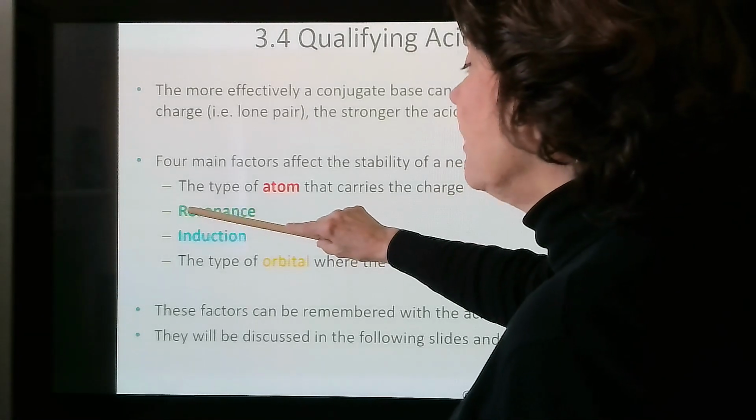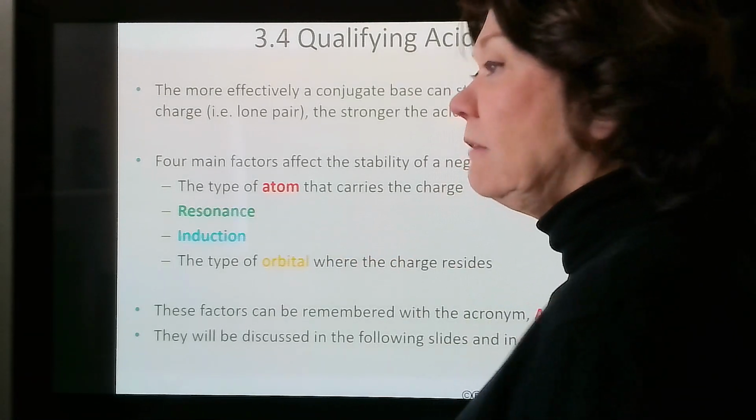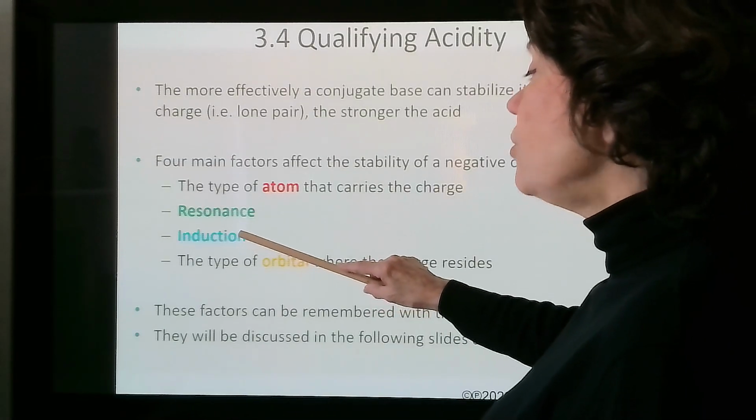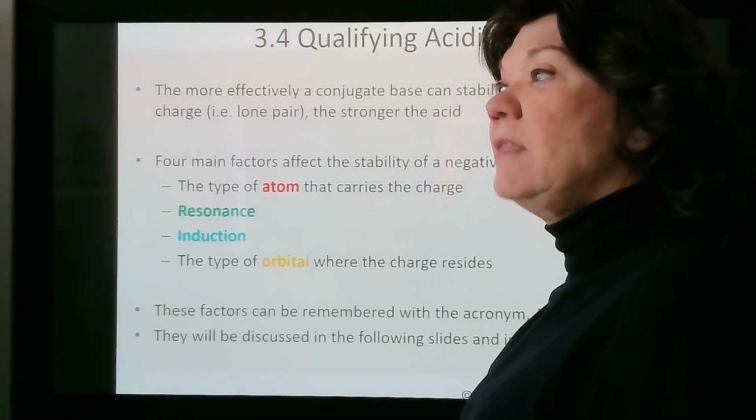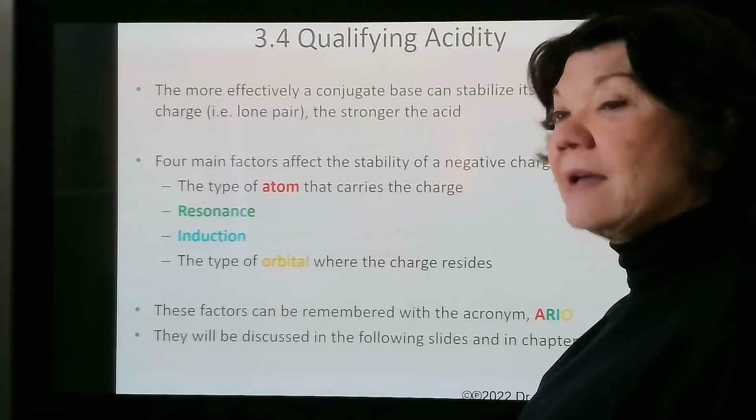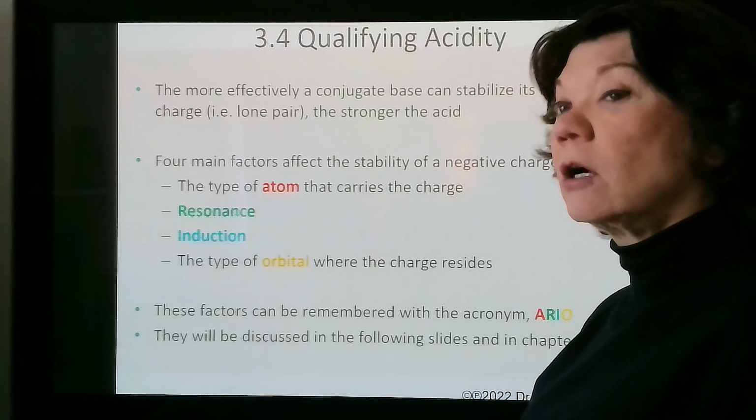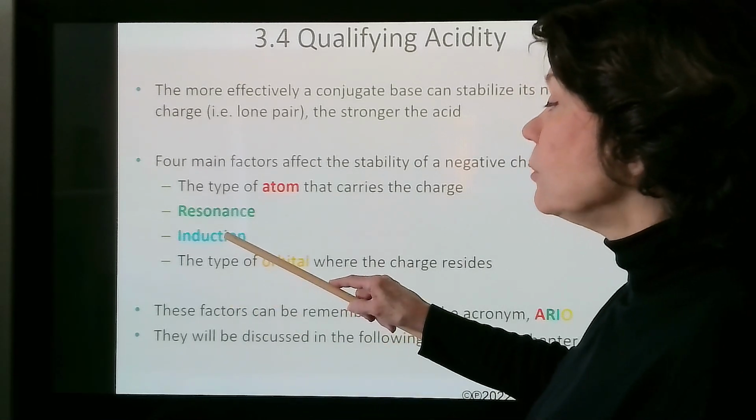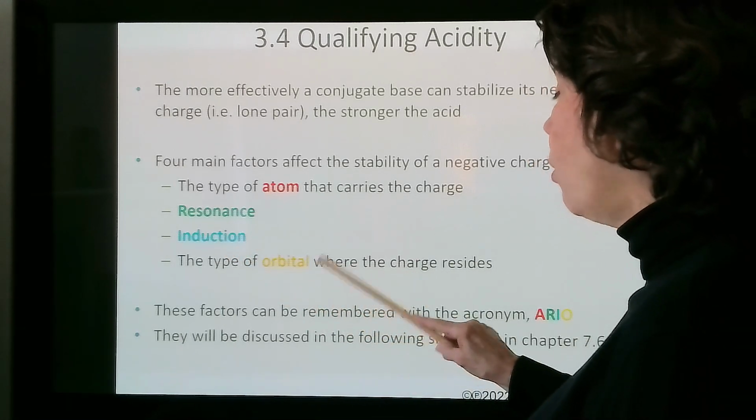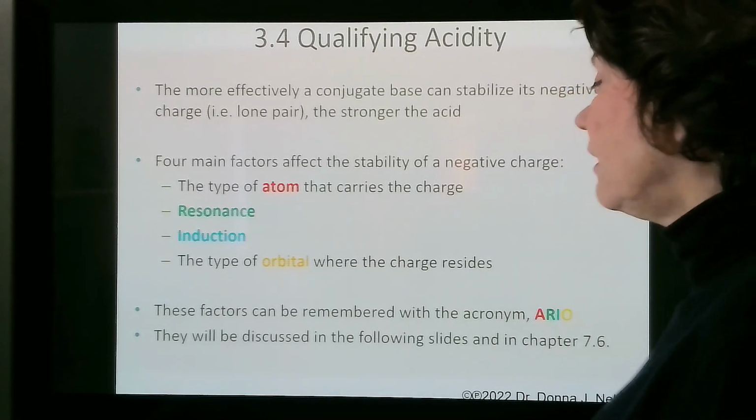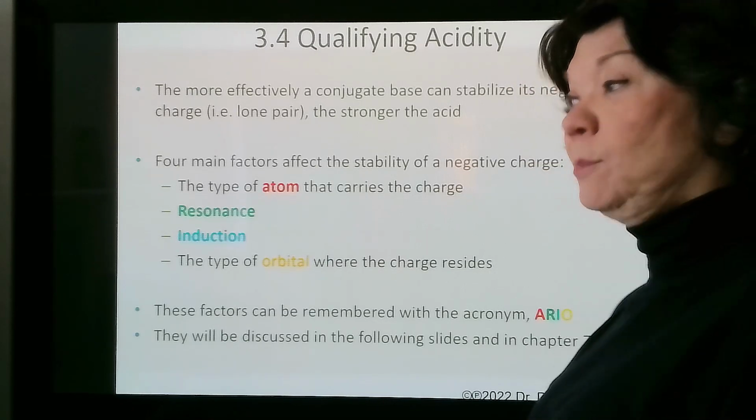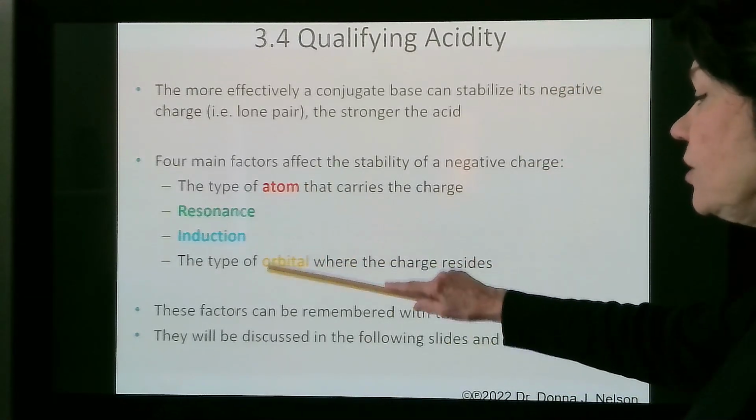Then you look to see if there's resonance. Can the negative charge be resonance stabilized? Induction, you look at the groups that are attached to or are near to the atom that bears the negative charge. If they are electron withdrawing groups, they will stabilize that anion, and this is through induction. And then the type of orbital in which the pair of electrons resides. So that would be sp3, sp2, sp. And so we will discuss these different factors.